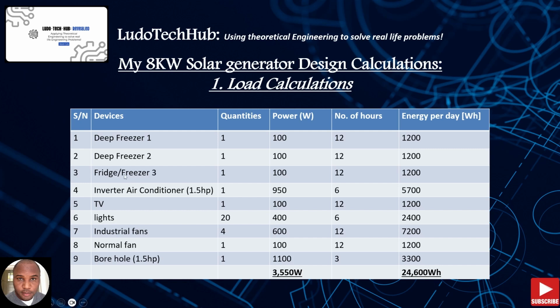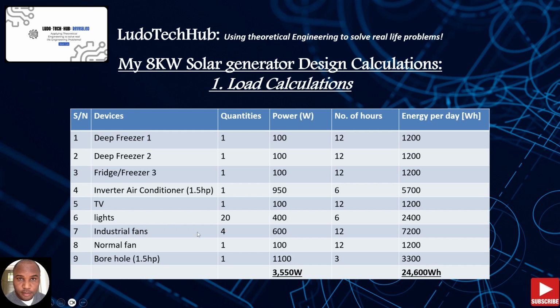So for my load, I have about 3 freezers, 2 deep freezers and 1 fridge freezer. They all run on very low power, they're very efficient refrigerators, running on about 100 watts each. I have an inverter AC, 1.5 horsepower, which runs on 150 watts. I have a TV at 100 watts, again an efficient one. I have lots of lights, and they total about 400 watts. I have industrial fans, I think about 4 of them.